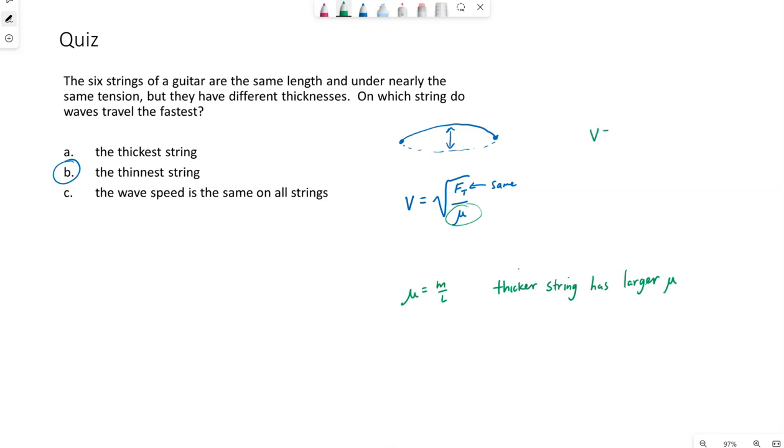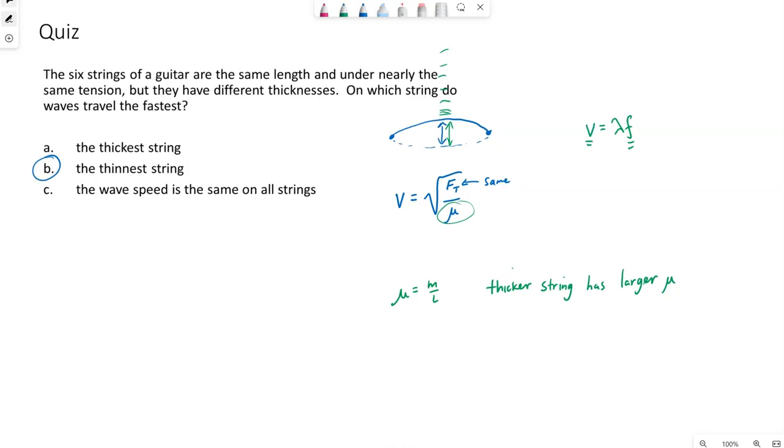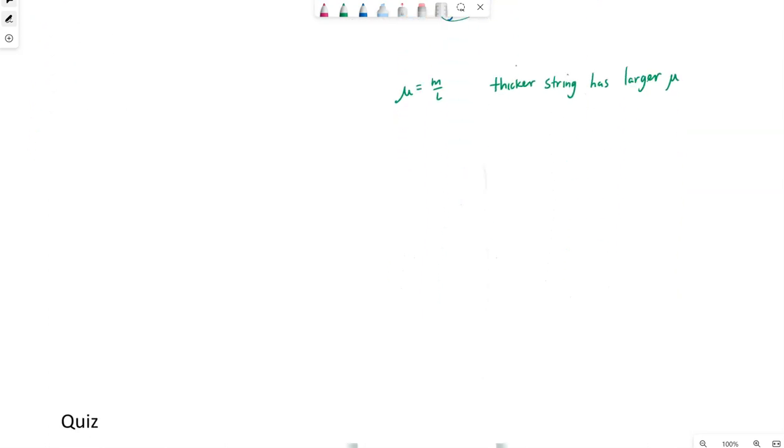Since speed is wavelength times frequency, the wavelength's always related to the length of the string itself. A higher speed is going to correlate to a higher frequency that the string oscillates at. And as it vibrates and oscillates back and forth, it's pushing on the gas molecules, which in turn is creating the sound wave that travels through the air at a speed that depends upon the temperature of the air. Let's look at another question.